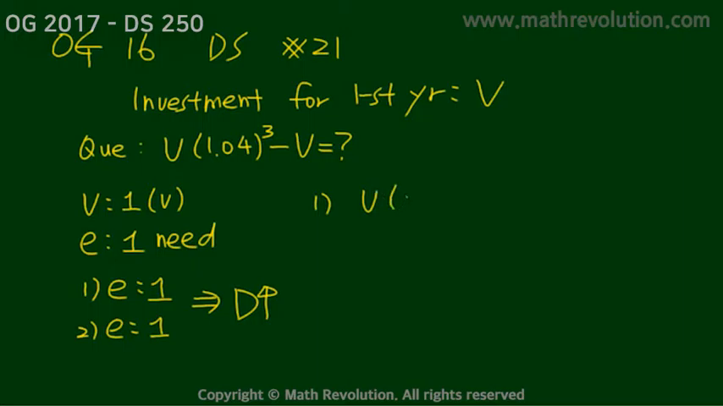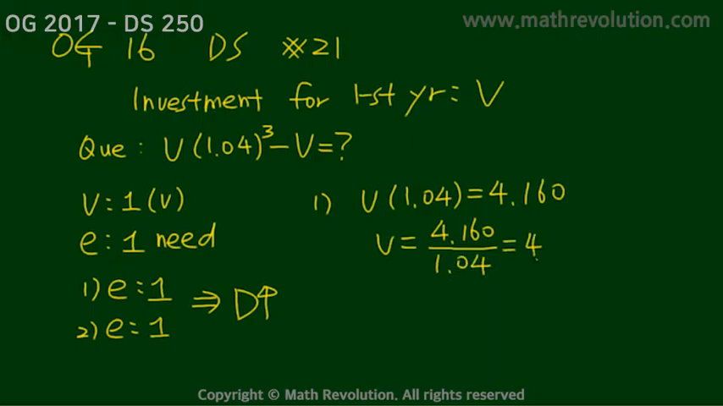The condition 1 has V times 1.04 equals 4,160. So V becomes 4,160 over 1.04. And V becomes $4,000, and this is unique. And the condition becomes sufficient.